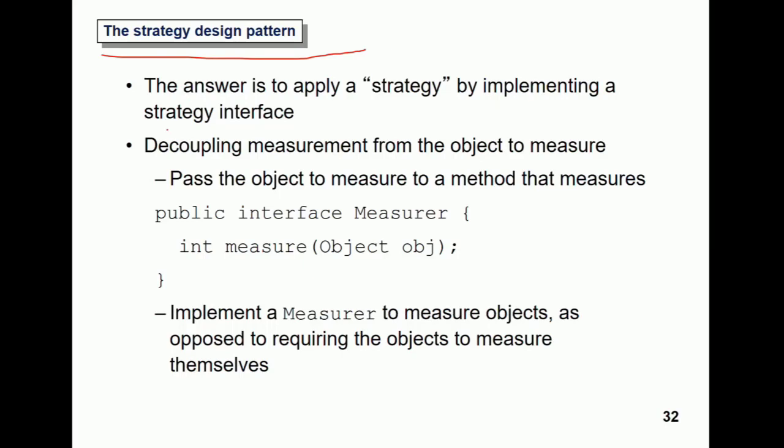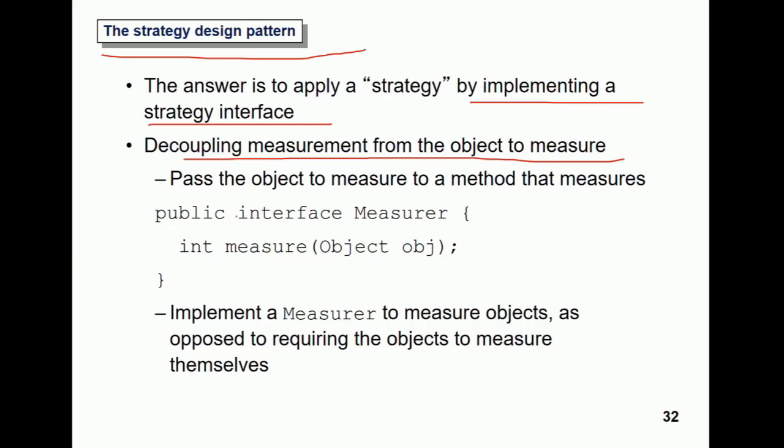You implement a strategy interface rather than a mixin interface. You decouple the measurement from the object to measure. So the class itself can't measure itself. If I don't own a class, I can't implement the Measurable interface. I can't add a method for that class to be able to measure itself. So what I have to do is bring another class to measure it. So you're going from creating a Measurable interface to a Measurer interface, because if there's something I don't control, I need to try and measure it externally from the outside.